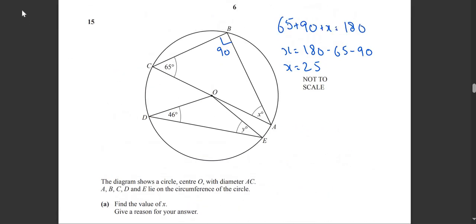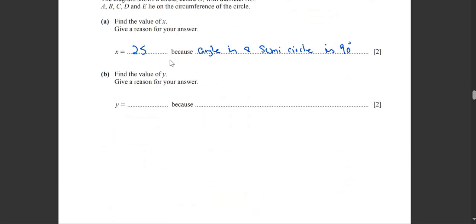Next question says find the value of y. So how will you find the value of y? If you look at the question, this is the corner and this is the center. This is also a corner, this line OE, and this is the center. So it means both these lines are the same. If both lines are the same, both angles are also the same. So y is equal to 46. So the reason you can give is that triangle ODE is an isosceles triangle.